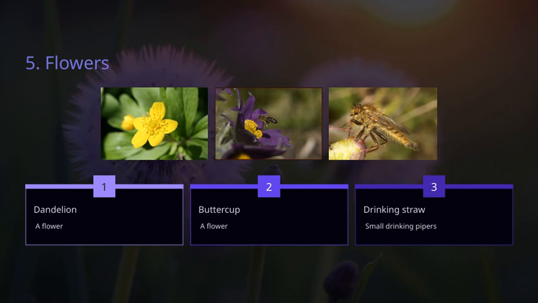Moving on, we see a drinking straw, which might seem simple but is actually a small, flexible tube used for drinking liquids. And finally, there are small drinking pipers. These could be tiny pipes or tubes used in various contexts, perhaps in science or art. Connecting these points, whether natural or man-made, illustrates how simple objects and flowers can serve multiple purposes and have interesting designs. Recognizing these everyday items helps us appreciate the diversity and ingenuity in both nature and human creations.